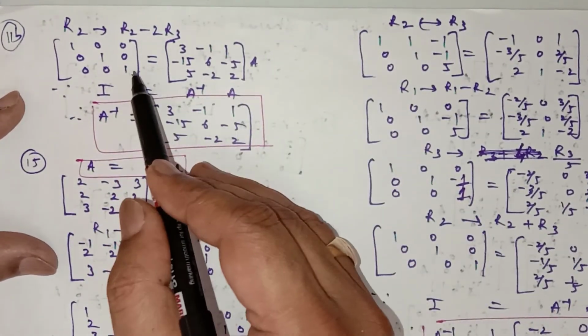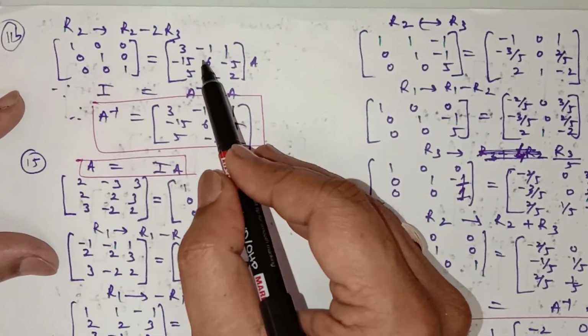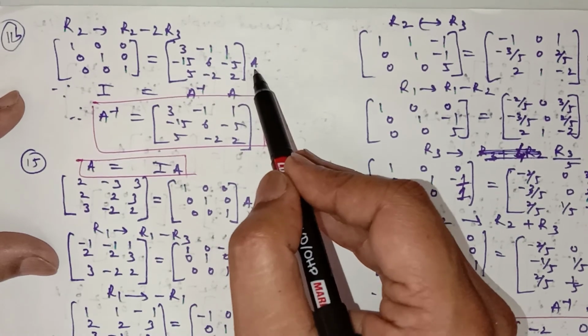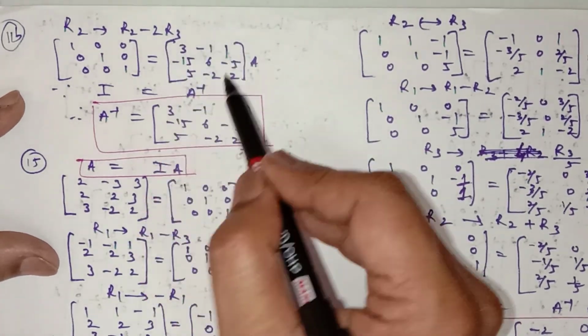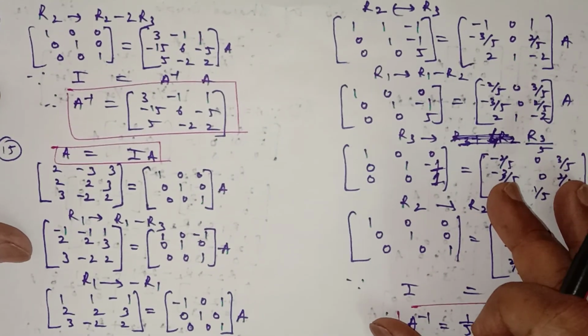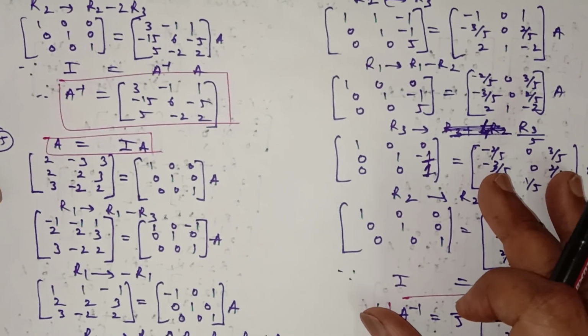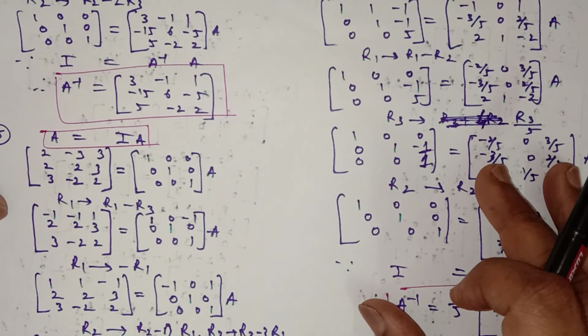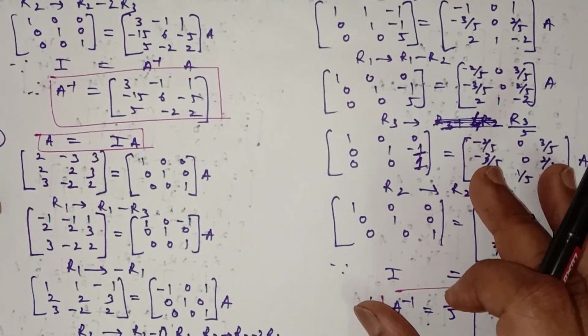Now because it is I, so it must be A inverse into A. Because it is A, so it must be A inverse. So A inverse is equal to this matrix. So this is the elementary row transformation method. We have used the elementary row transformation properties to find the inverse of a 3 by 3 matrix.